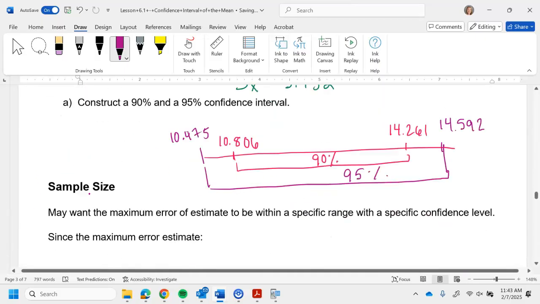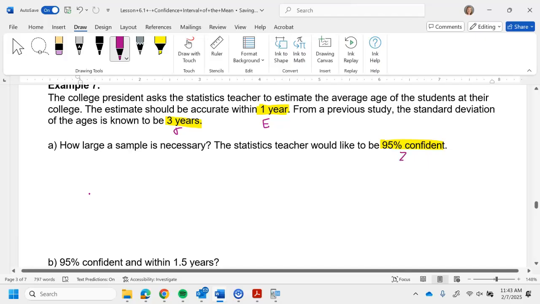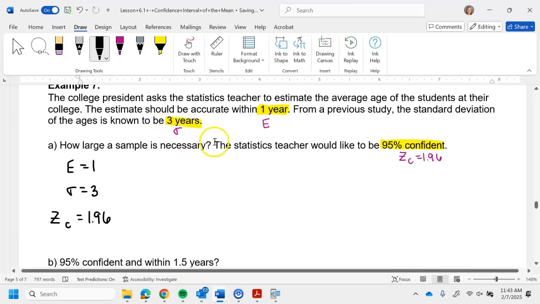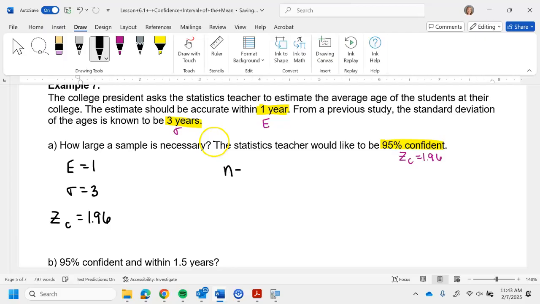So I'm going to go back down here. It's 1.96. So I'm going to list out all of my values. We have the error is 1. My standard deviation is 3. And that critical value is 1.96. So I'm going to copy down the formula. You have your critical value times your standard deviation divided by your error, squared. And I'm going to plug in everything that I have. So we have 1.96 times 3 divided by 1, squared.